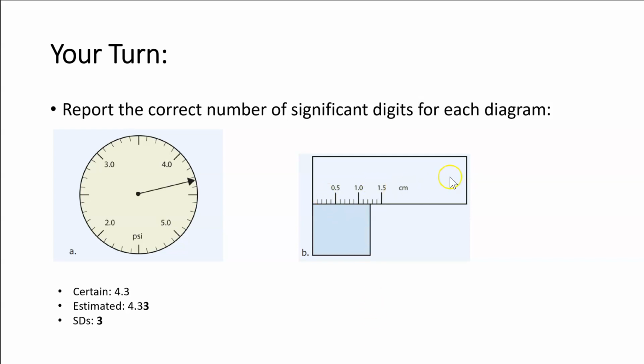If I use this ruler to measure this block below, I can say that I go beyond the 1 centimeter mark. I certainly go beyond 1.1 and 1.2. So 1.2 is a certain measurement, and I estimate that last bit to be a half. So I'll estimate the total measurement to be 1.25 centimeters. Therefore, I have 1, 2, 3 significant digits.